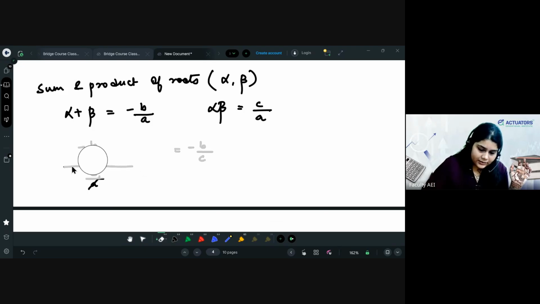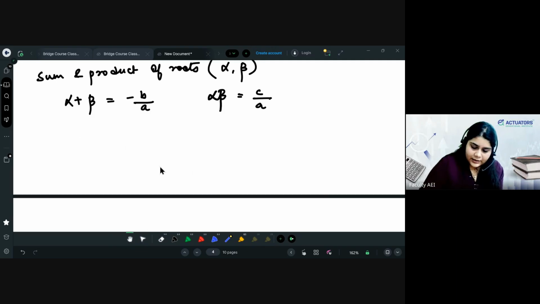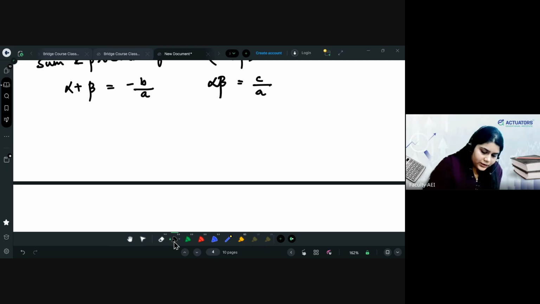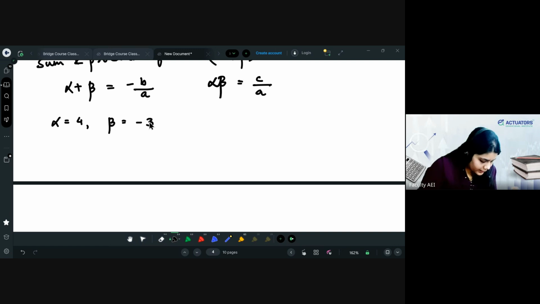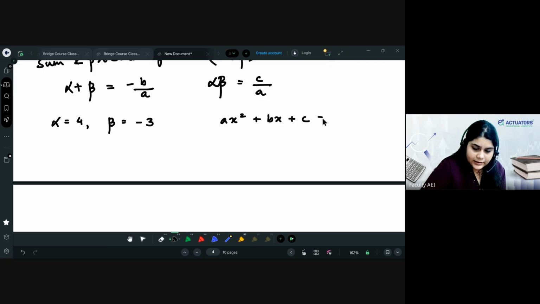एक बार I'm erasing this. Let's do the example. Let's say we have two roots, 4 and minus 3. We need to form a quadratic equation जिसका nature will be ax square plus bx plus c is equal to 0. Now how do we do this? What is going to be minus b by a? Minus b by a is equal to 4 minus 3, 1. C by a is equal to 4 into minus 3, which is minus 12.